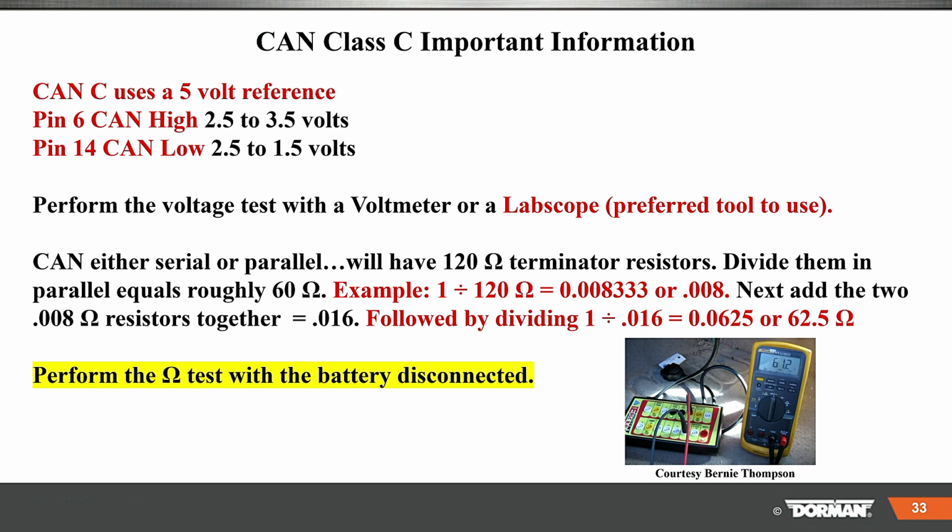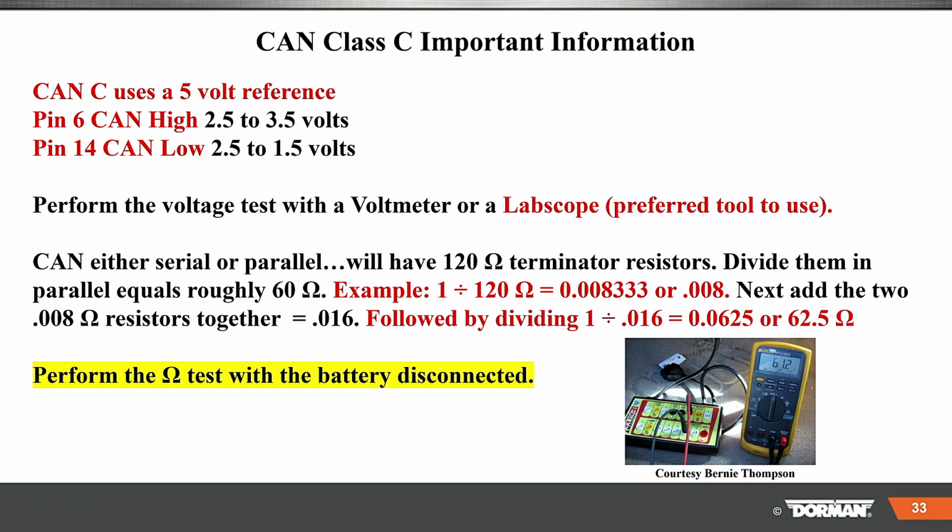So you're going to have at least 2 of them. Divide them in parallel equals roughly 60 ohms. Here's how to do that, because not all systems, unless they're CAN, will have 120 ohm resistor. So 1 divided into 120 equals 0.08333 or 0.08. Next, add 2 terminator resistors together, because there's 2 120s. That's going to equal 0.016. Followed by divide 1 into 0.016 equals 0.0625 or roughly 62 ohms or so.